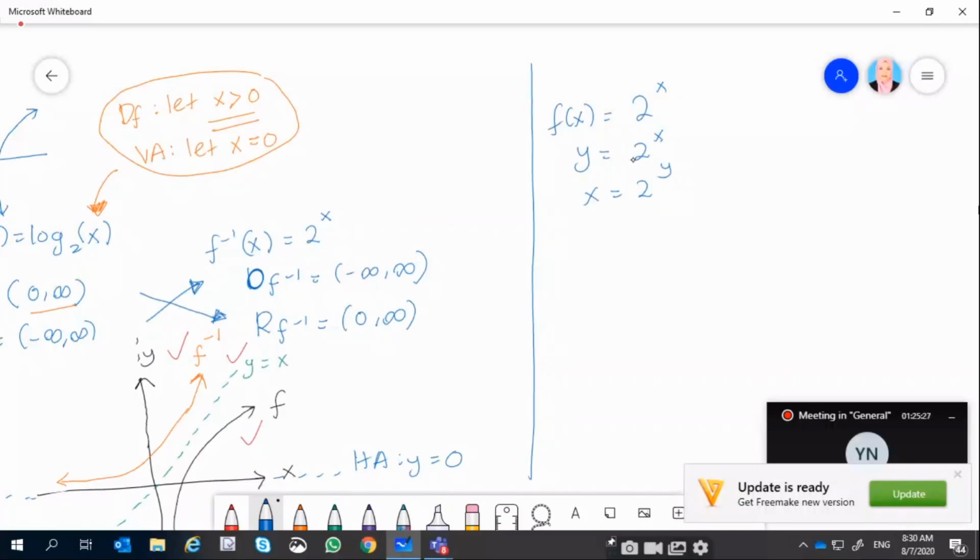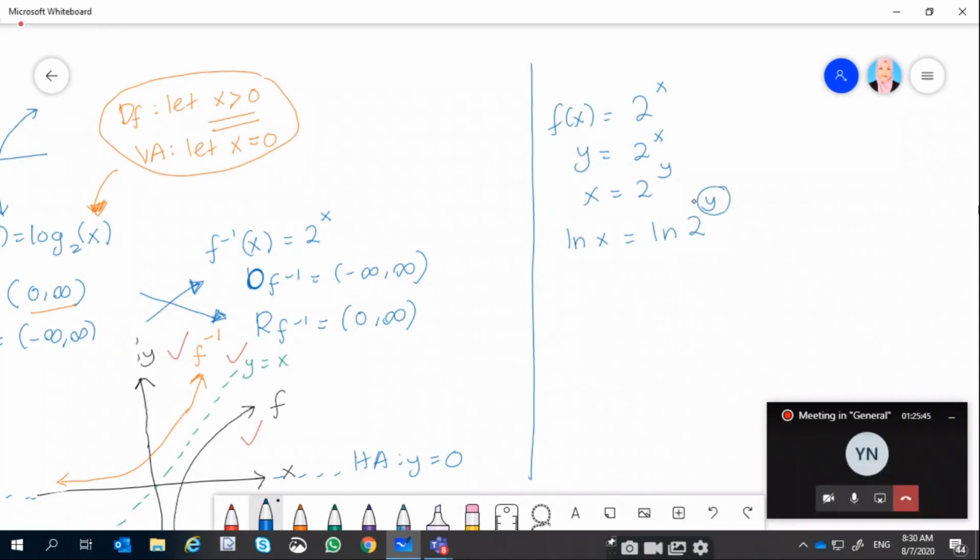So when given 2 to the power of x, an exponential function, you have to solve for y. To solve for y here, you put ln on both sides: ln 2 to the power of y. By using the law, we bring the power in front. So you will have y ln 2 equals ln x, and then y equals ln x over ln 2.